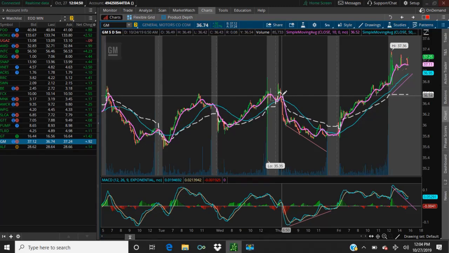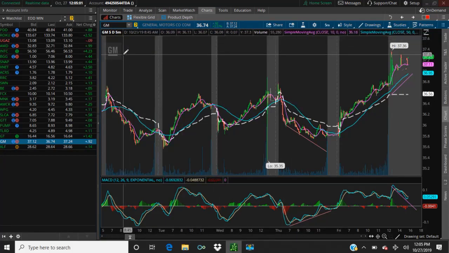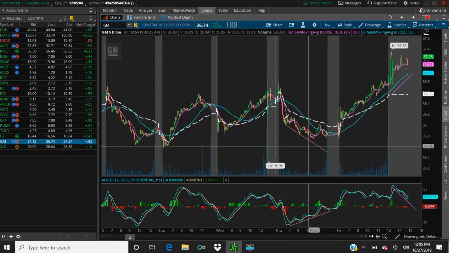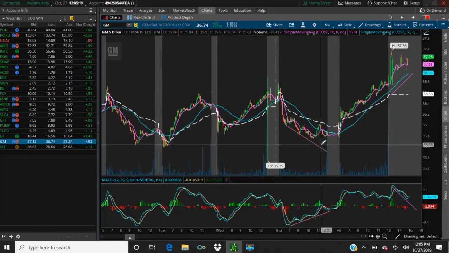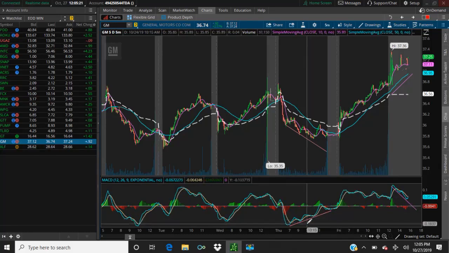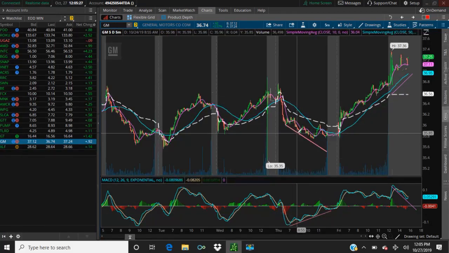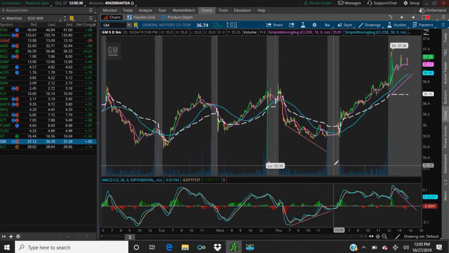Now, the third is divergence, both bearish and bullish. And it actually defies everything you think you know about the MACD. So right here, I'm looking at GM because it gave me both sets of a bullish and a bearish divergence. First off, this is the bullish divergence. And the bullish divergence is when the price is making new lows, as you can see right here, but the MACD isn't. See, the MACD is going up, but the price is going down. That is a bullish divergence.